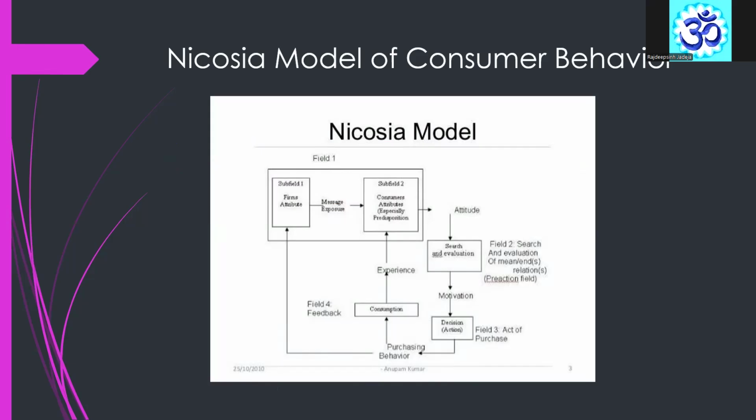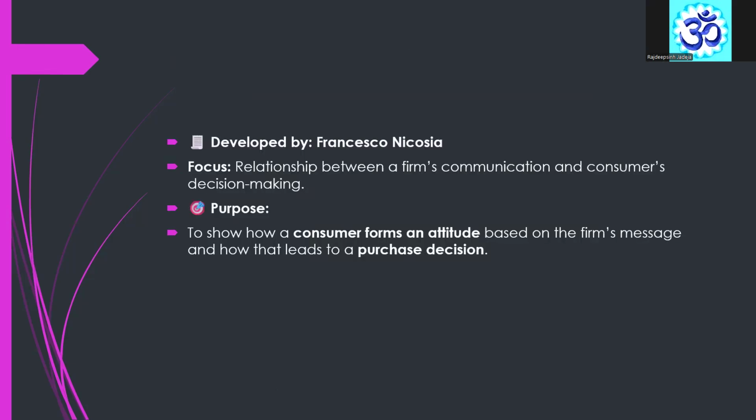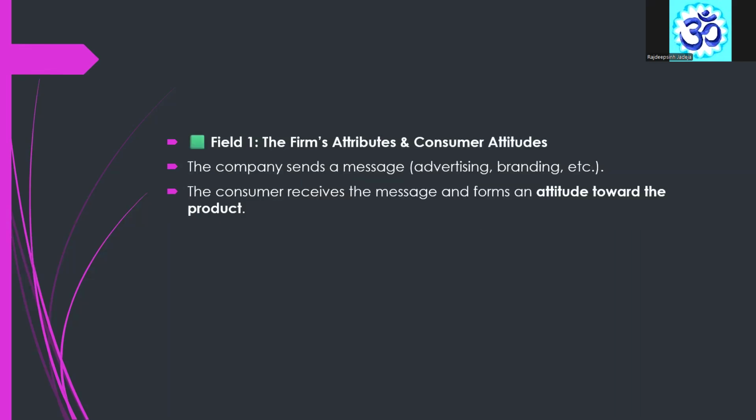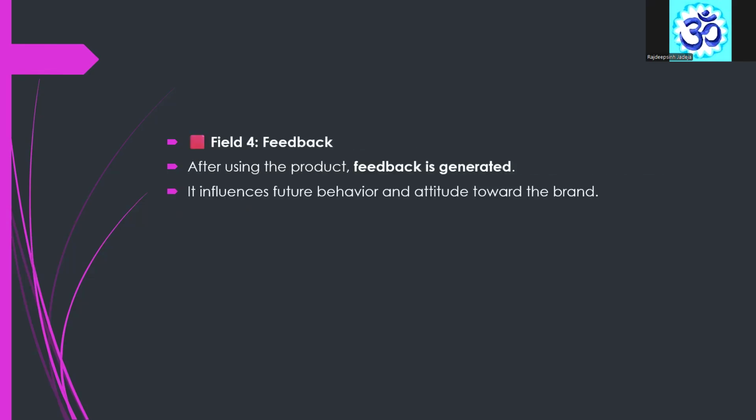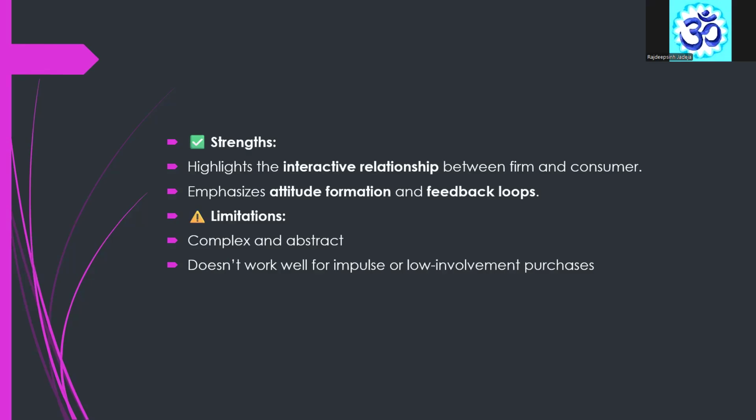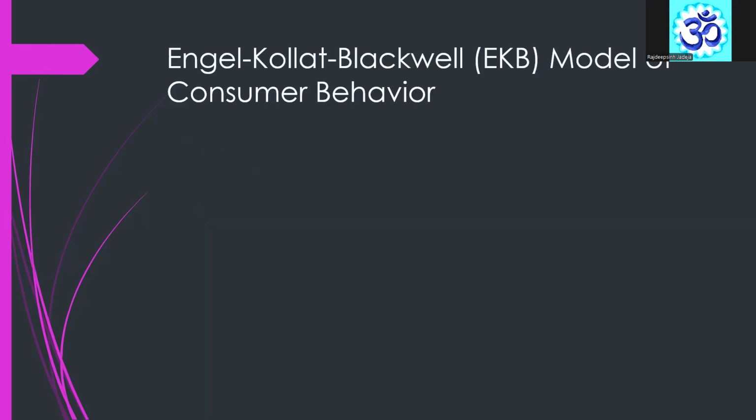So here is the Nicosia model of consumer behavior, developed by Francesco Nicosia. It focuses on the relationship between a firm's communication and consumers' decision making. Its purpose is to show how a consumer forms an attitude based on a firm's message and how that leads to a purchase decision. Okay, so in field one, there are the firm's attributes and consumer attitudes. Field two, search and evaluation. Field three, purchase decision. Field four, feedback. So here is the strength, which includes interactive relationship, attitude formation, and feedback loops. And here is the limitation, which is that it is complex and abstract, and doesn't work well for impulse or low-involvement purchases.